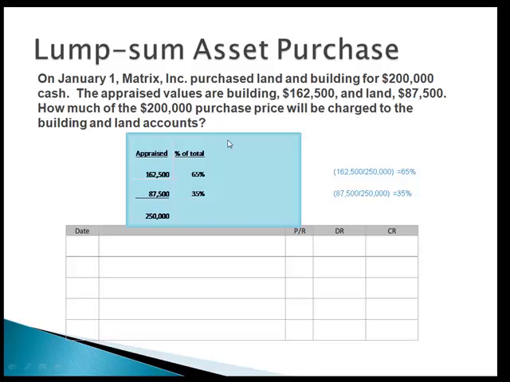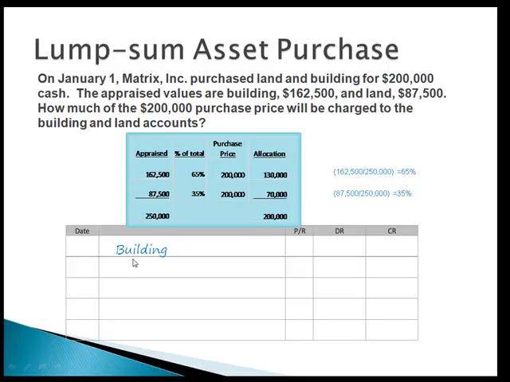So there's my percentages. And then I'm going to multiply these percentages times the purchase price. So 65% times 200,000 and 35% times 200,000. Okay, then I can use this allocation to record my journal entry. So again, just using the appraised values, get the percentage of total appraised values, multiply those percentages by the purchase price to figure out how I allocate my purchase price to my assets.